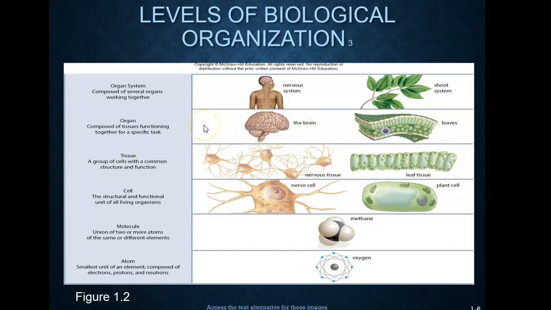When we get together several organs, we can have an organ system, for example, the nervous system. The nervous system would have all those peripheral nerves, and then the central nerves coming off of that peripheral nerve. That's going to make up a nervous system. And on the opposite side, you see the shoot system. You see the leaves and part of the branch.